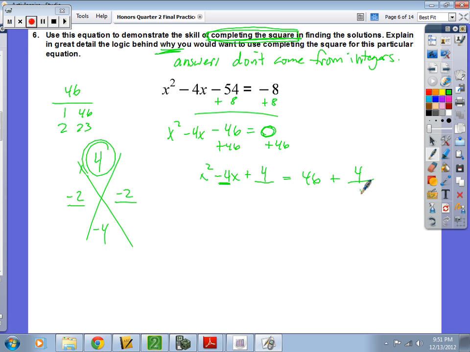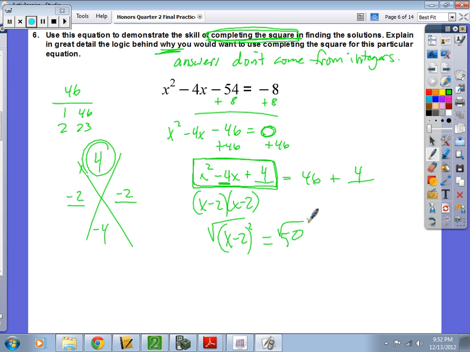Okay, now this is a perfect square. I just created a perfect square. I'm going to factor it. And it is going to be x minus 2 times x minus 2. But I'm just going to write that as x minus 2 squared. On the other side I got 50. And now I'm just going to use algebra to undo it. So I'm going to undo the square on both sides. I've just got x minus 2 on the left.